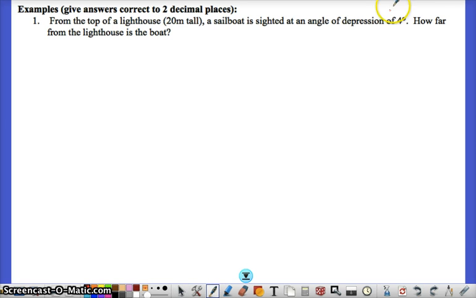From the top of a lighthouse, a sailboat is sighted at an angle of depression of 4 degrees. How far from the lighthouse is the boat? So the hardest part about these might just be thinking about what they mean in this picture. The lighthouse is 20 meters tall. We're talking about from the top of the lighthouse, so someone's standing here. Here's the eyeball. 20 meters, that's the height to the ground. We're to believe that when they say height, they mean perpendicular.